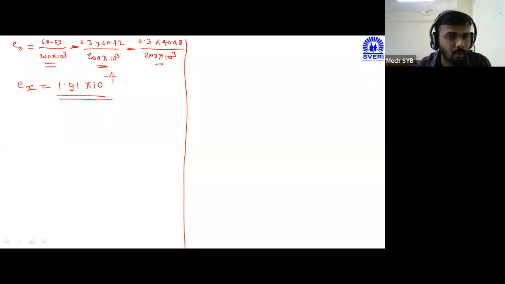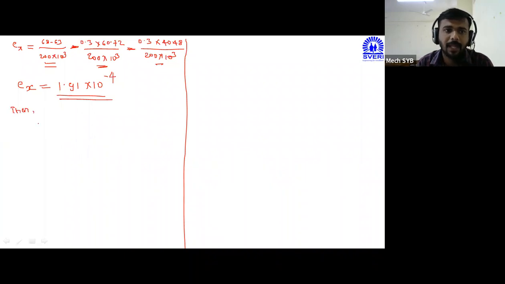1.91 into 10 raised to minus 4. This is the strain in the x direction. Strain in x direction. So this we have calculated.